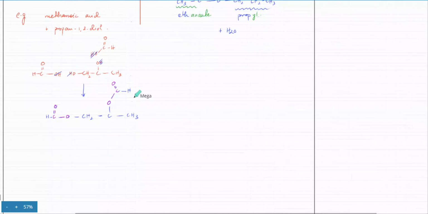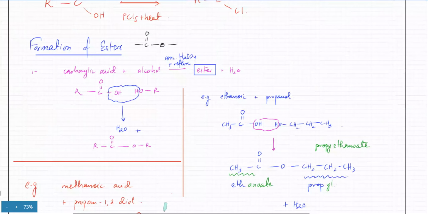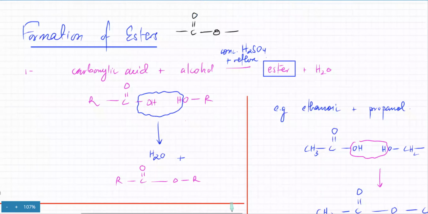This is the normal ester formation that you've already done in O levels. Why are esters formed in the first place? The reason is that the carbon over here has a partial positive charge. Why does it have a partial positive charge? It's bonded to a very highly electronegative element, which is oxygen. So the electrons are closer to oxygen over here.